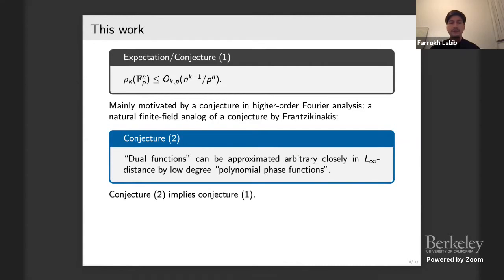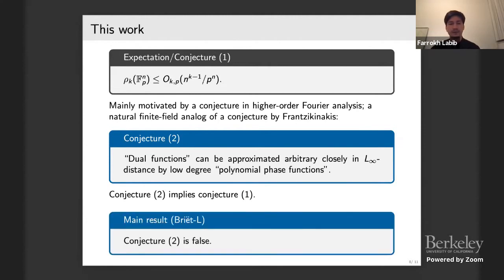So if conjecture 2 was true, then this upper bound holds, and we cannot get better codes than Reed-Muller codes using this probabilistic construction. But our main result is that conjecture 2 is false.